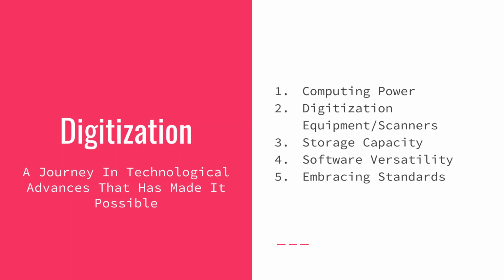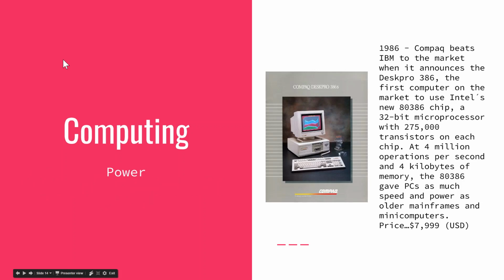One is computing power, the other is digitization equipment in the scanner part. Then there's the storage and the capacity to actually store this information that has been digitized, the versatility in software, and then there's standards that we want to embrace. So let's take a quick walk down Journey's Lane and look at computing power.